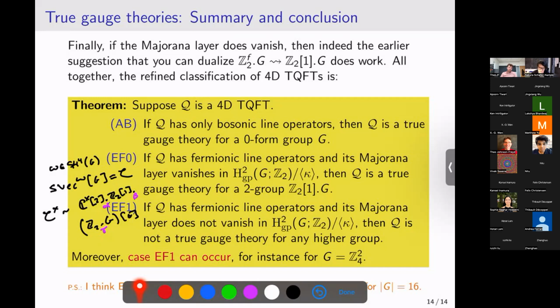So in the EF1 or EF0 case, we can consistently define a set of gauge flux lines which have no Majorana chain, just like ordinary gauge theory with emergent fermion. But in the EF1 case, we cannot consistently determine a set of gauge flux lines which have no Majorana chain, because there's some obstruction. Yeah, that's the level of my understanding. I couldn't explain in more detail. Yeah, there's some obstruction here.